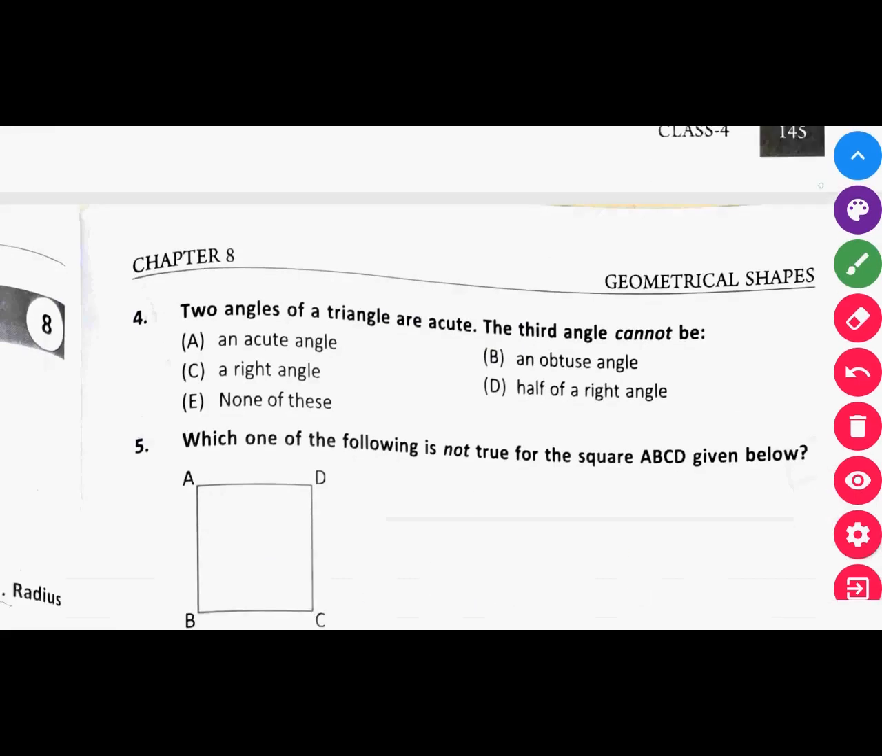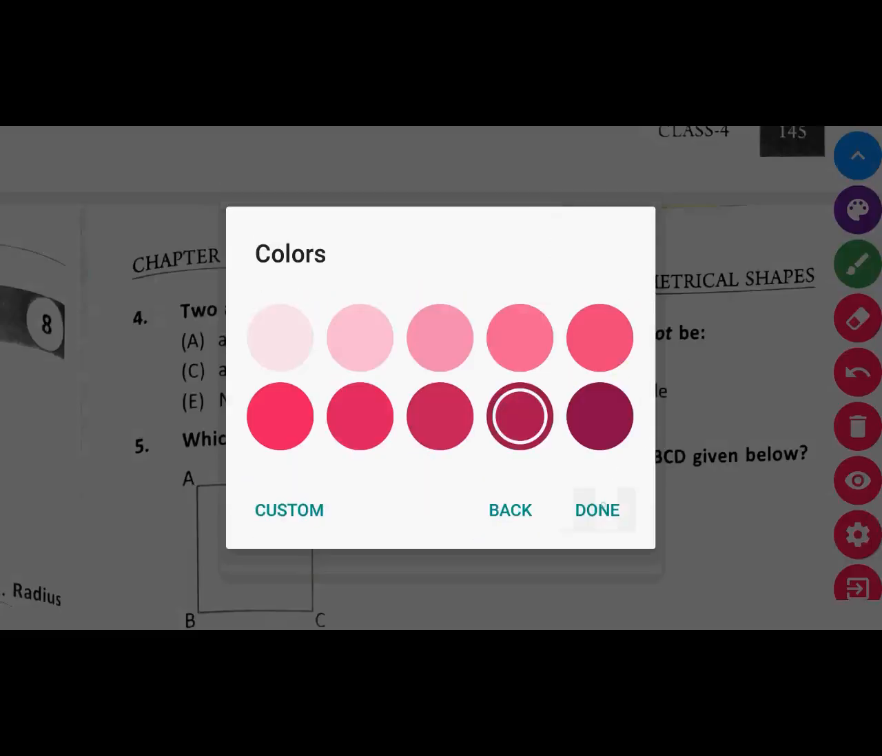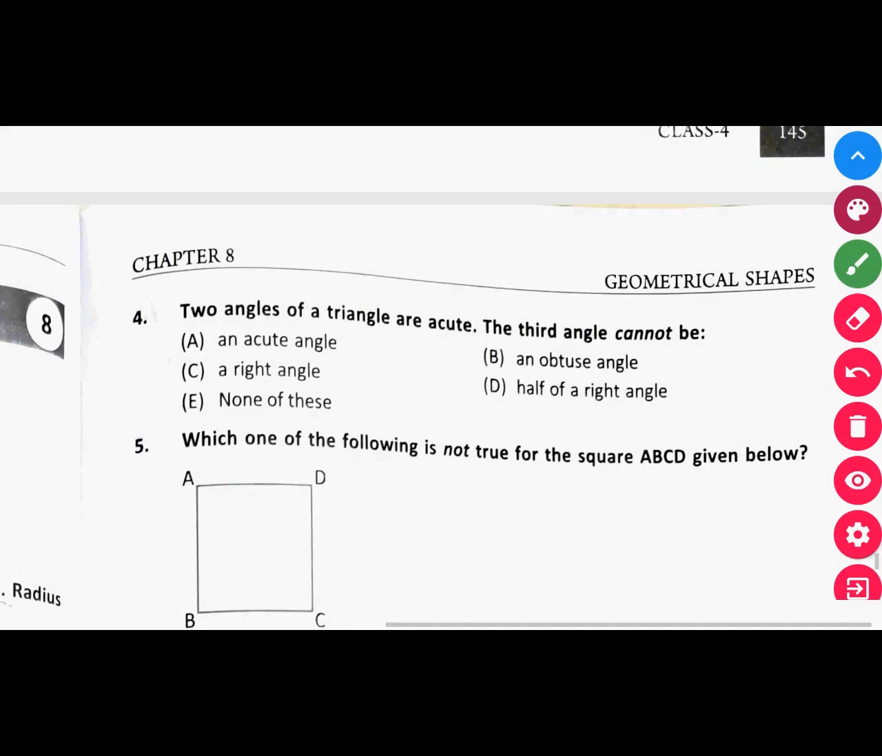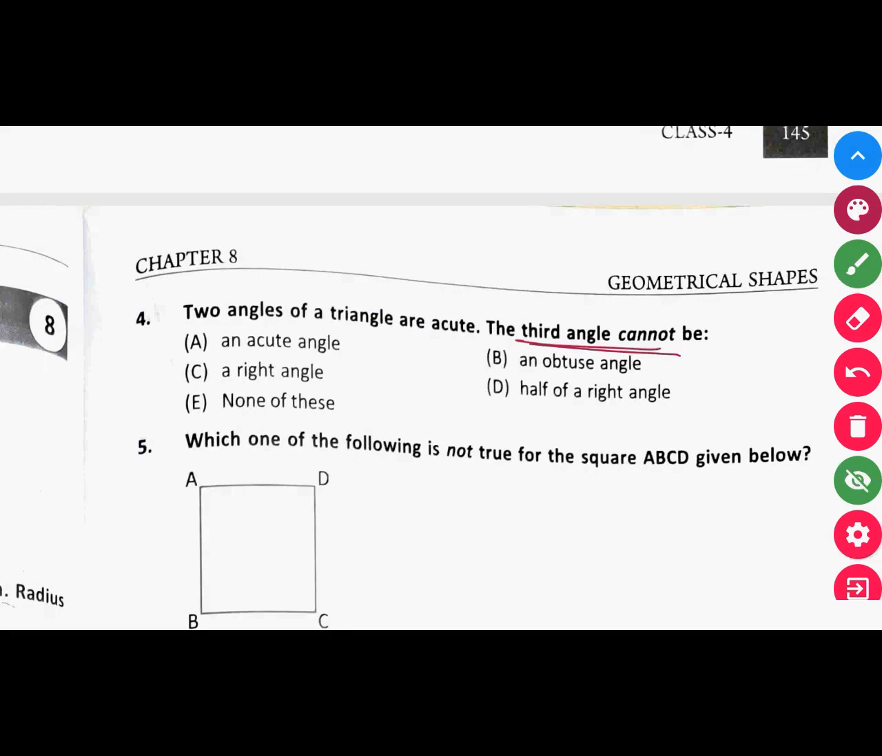Now the next question. 2 angles of a triangle are acute. Okay, the third angle cannot be. 2 angles are acute angles, so the third cannot be an acute angle? Yes, it can be an acute angle. If the triangle is an equilateral triangle, then it can be an acute angle. Right angle, yes, it can be possible because the right angle is 90 degree. So these two are of any length which is lesser than 90. So there are two acute angles and one right angle. It is also a possible condition.